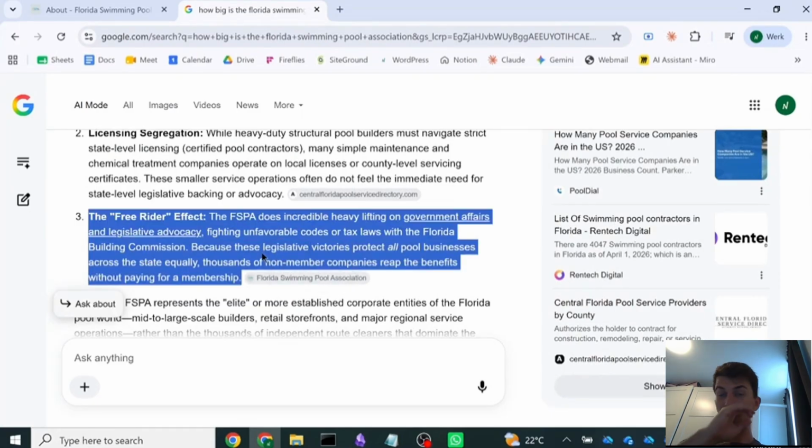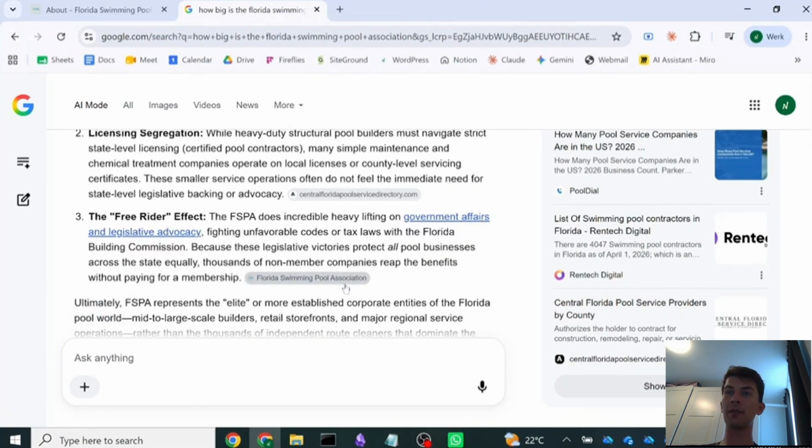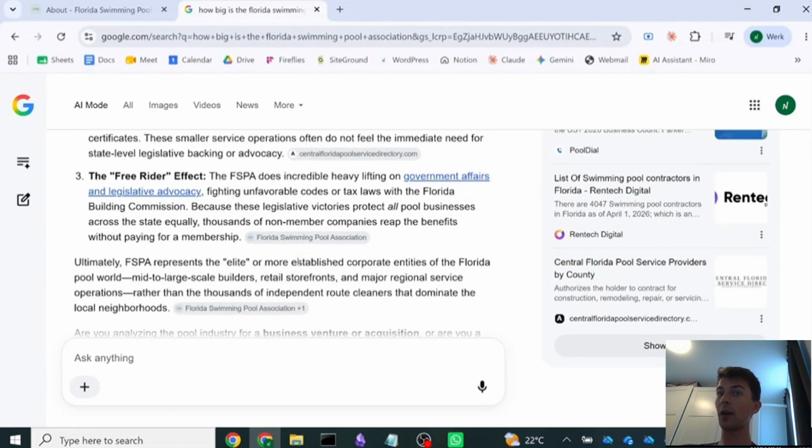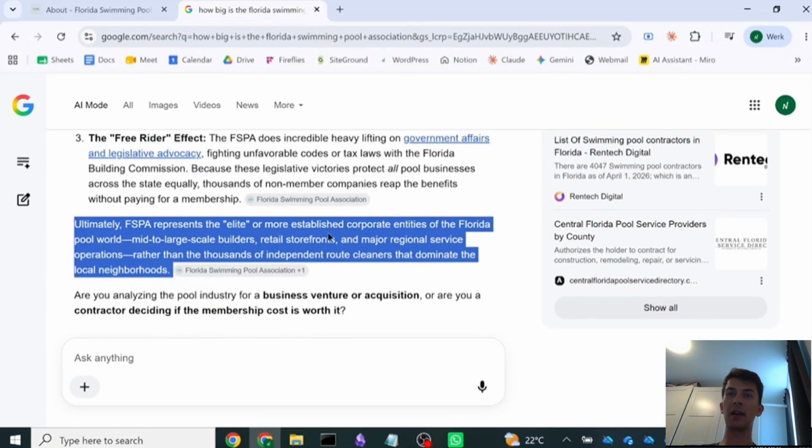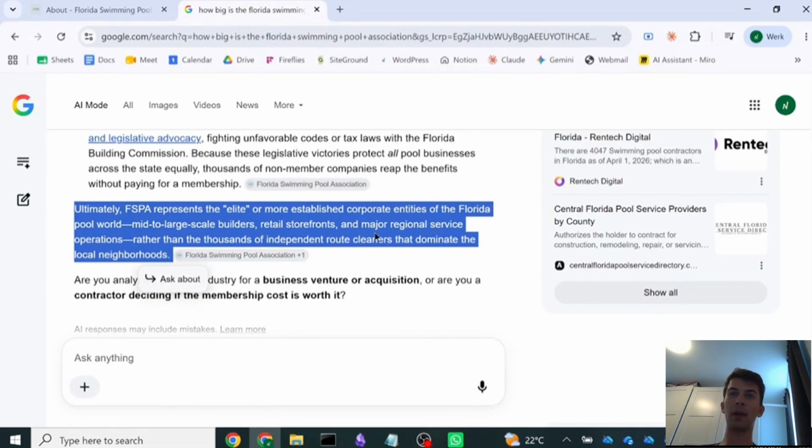This conversation from Gemini also notes that there's this free rider effect, quote unquote, where any legislative victories that are funded by the FSPA are also beneficial to non-members, like those sole proprietorships or small family-run businesses. So they don't necessarily need to be members, even if they can't afford it, because they're still reaping the benefits of the efforts made by the FSPA, which is fine. So this is really representing, according to Gemini, the more elite or established corporate entities of Florida.